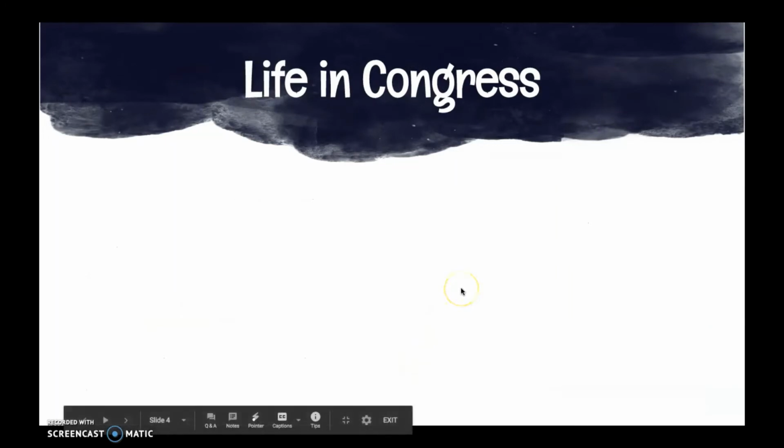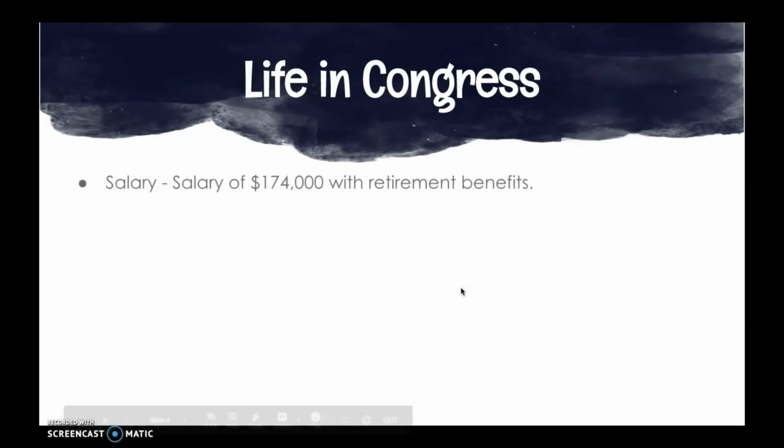All right, so let's talk about life in Congress very quickly here. On average, the salary of a congressperson is about $174,000 a year plus retirement benefits. They are government employees. They get a pension. Now, your leadership in Congress does make a little bit more. About $193,000 for those leaders, $223,500 for the Speaker of the House. So as you can see, it kind of ranges, but they do make a good salary here.